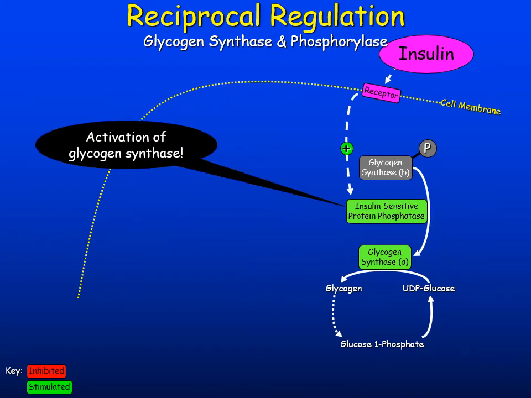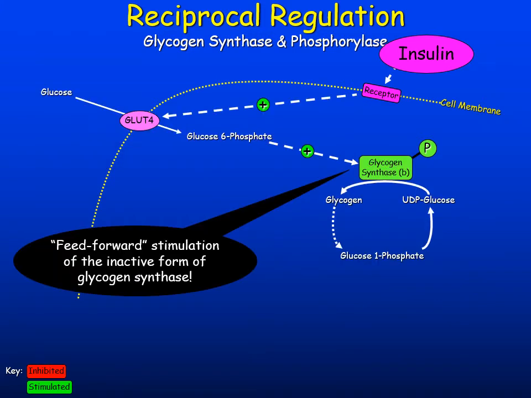Now there's another even more direct effect of insulin. It activates an enzyme called insulin-sensitive protein phosphatase, which again removes that phosphate group from glycogen synthase, activating it, so that you get accelerated glycogen storage. So that's an additional, slightly more direct effect of insulin.